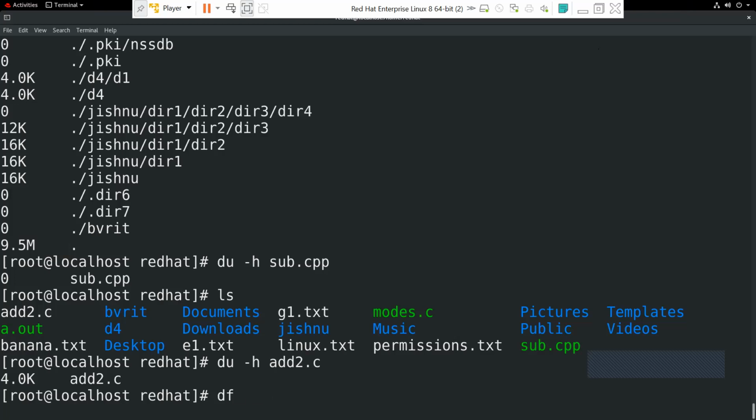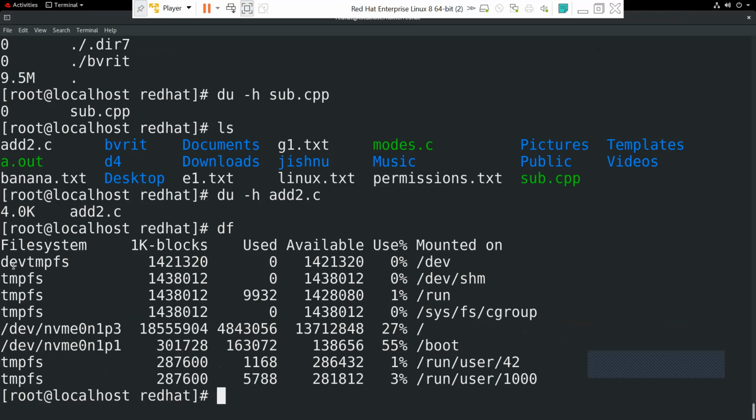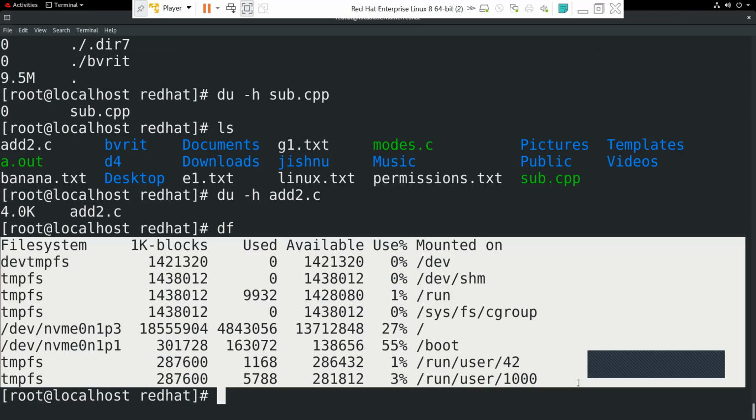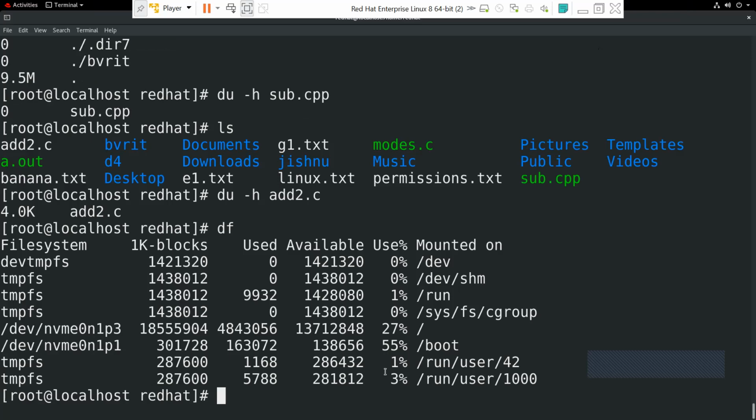And next we have disk free, df. How much size we have occupied, the percentage will be shown to us. By knowing that percentage, we can see how much is free. The main directories, the mounted directories, will be shown here, with device related information. This is used for system purposes, and the root directory, slash, means the total root directory, using 27% of memory. The boot file is using 55%. This much percentage is occupied.